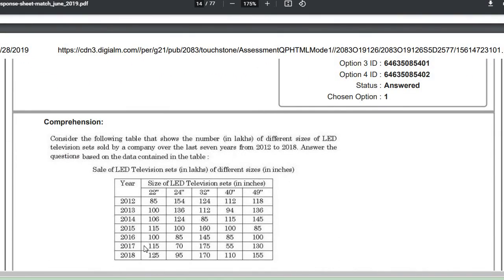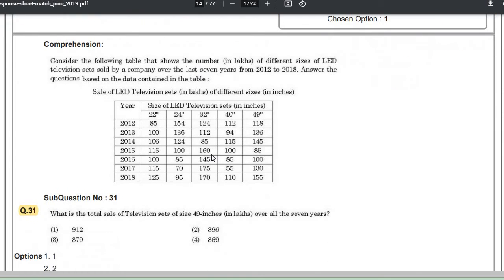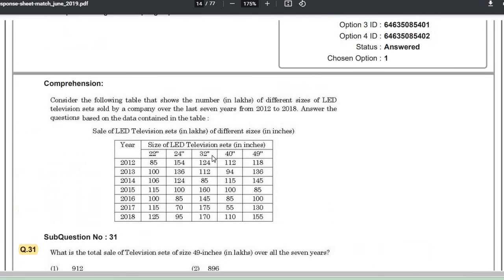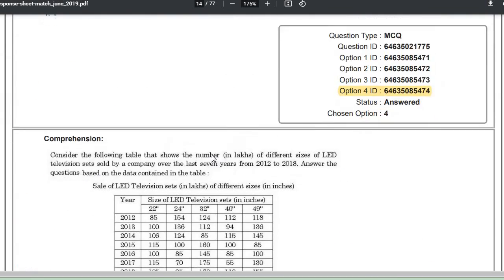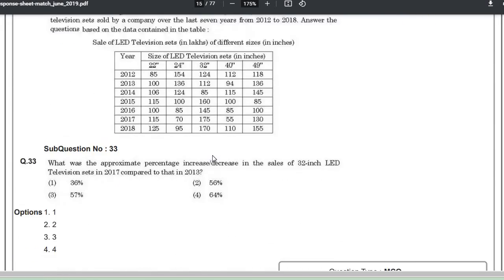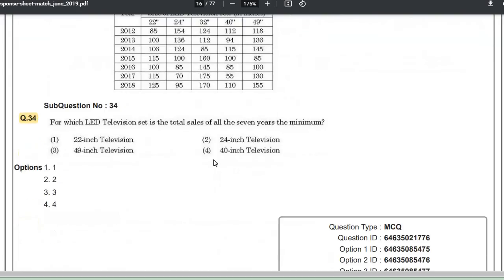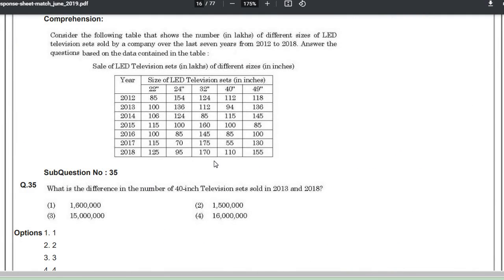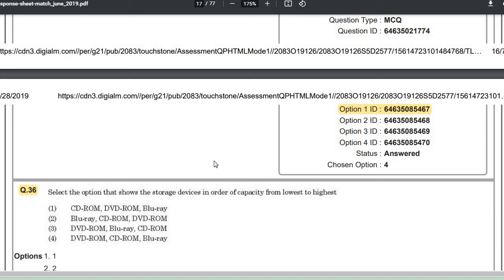Okay, and now we are coming to the comprehension. For this comprehension also I will explain on the board, questions 31 to 35. These questions we have to solve mathematically, so that's why I will explain them on the board. After this video, please watch that video also. And next, coming to question number 36.